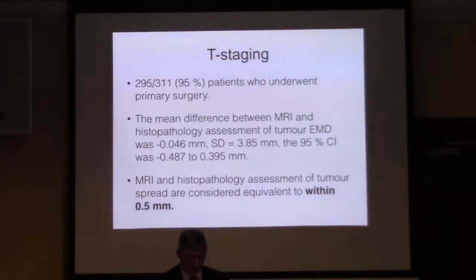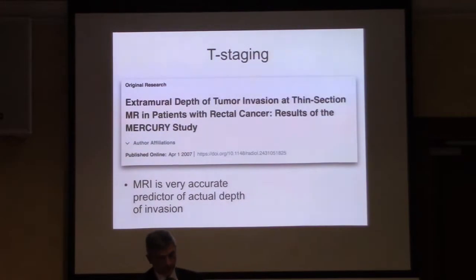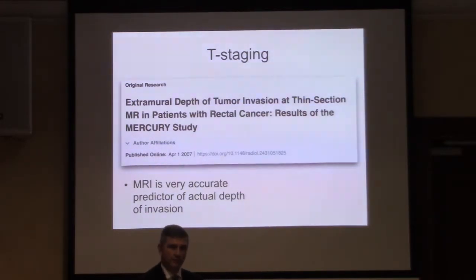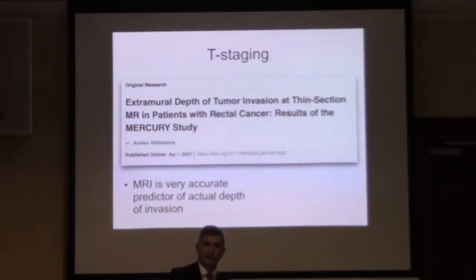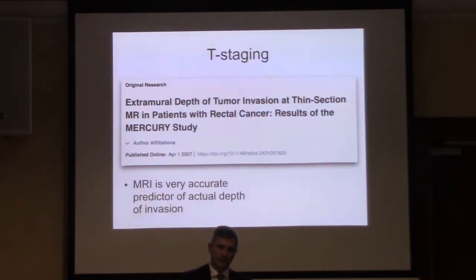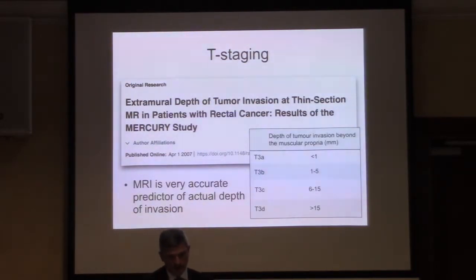We know that MR is very good at predicting actual depth of invasion. It accurately matches what is found in pathology, because that was part of what the Mercury study did. They looked at whole mount sections of the pathology mapped with MRI and showed that there was a very close correlation between what we saw in MRI and what was seen in pathology. So it's reliable. And because of that, they stratified the patients and gave a T3 subset, so T3A, B, C, D.